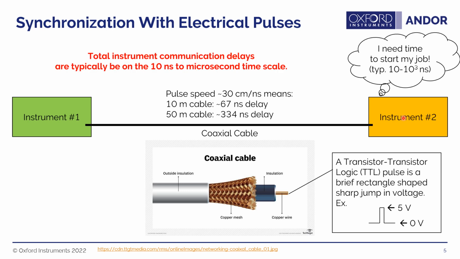And so in total, if you add together the delay in the instrument starting its job as well as the delay of the pulse traveling along the cable, this can typically be anywhere from about 10 nanoseconds to microseconds of time between when instrument 1 wanted to tell instrument 2 to start a job and when instrument 2 is actually able to start the job.